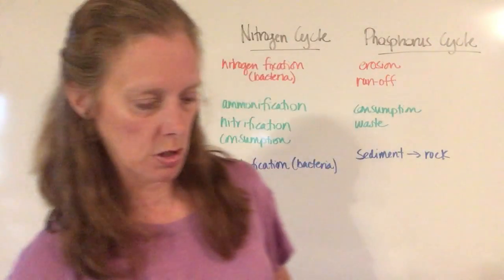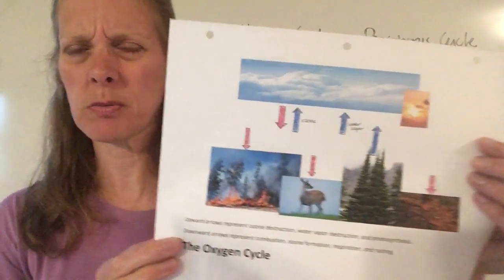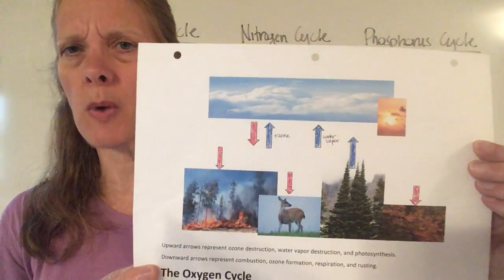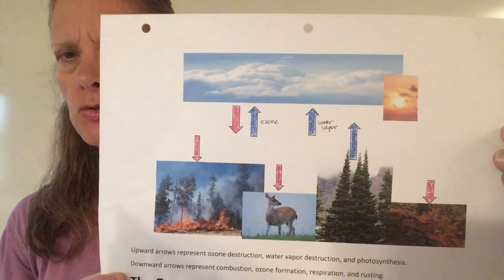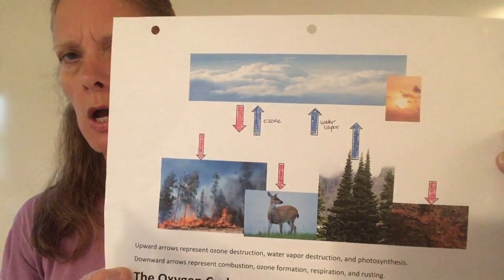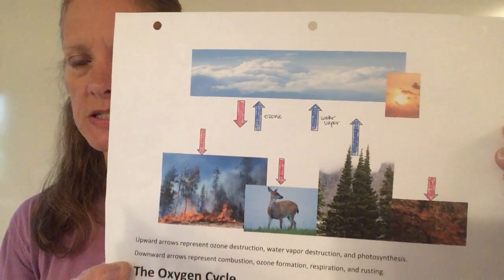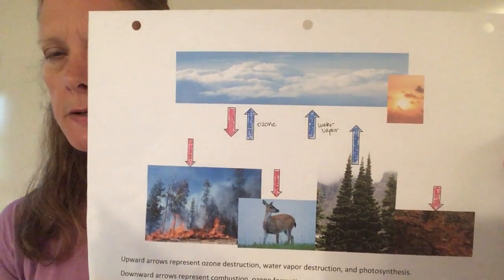So I will show you here what this diagram should look like once you have it colored. If you want to write in, as I have, the ozone by the 2 arrows, one up and one down, and the water vapor by the other one so that you can remember what that's supposed to stand for, that might be a good idea.